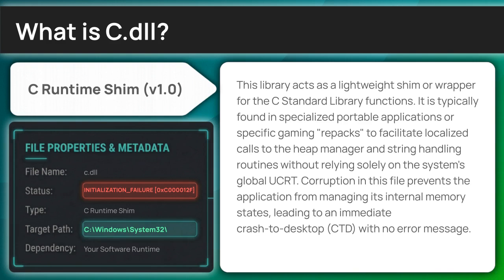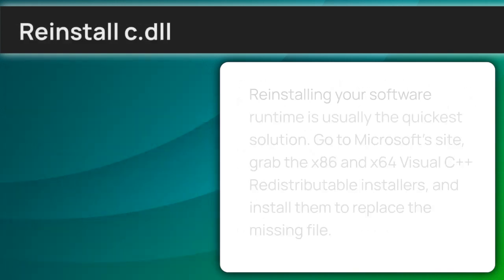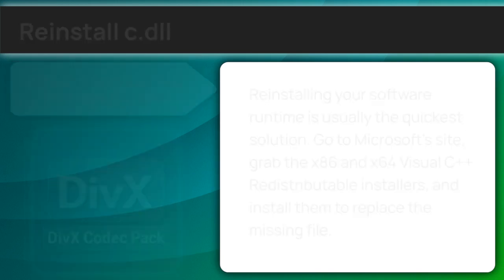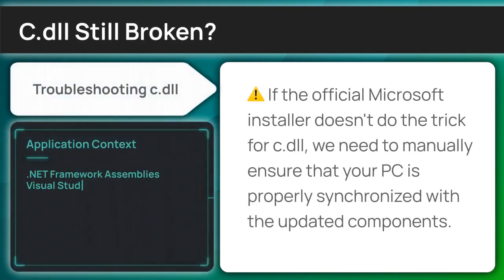Now that you have the context, let's move into the repair process with a fresh installation. Reinstalling your software runtime is usually the quickest solution. Go to Microsoft's site, grab the x86 and x64 Visual C++ redistributable installers and install them to replace the missing file.